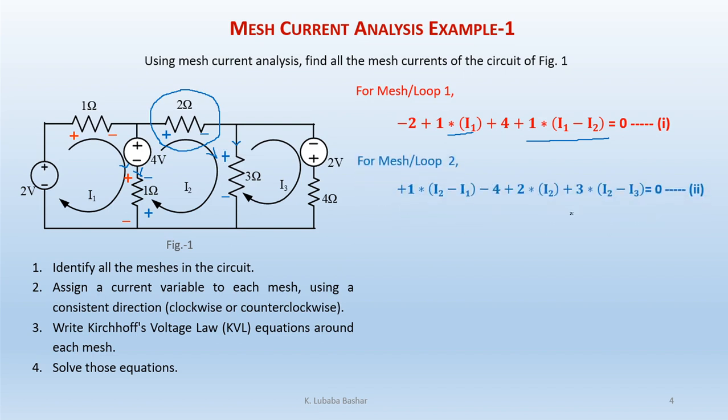That's why I have written this mesh equation: plus 1 into I2 minus I1, minus 4, plus 2 I2, plus 3 into I2 minus I3. That is, for whichever loop you are writing the KVL, you have to consider that loop current the largest one. See, always I2 minus something, I2 minus I1 or I2 minus I3.